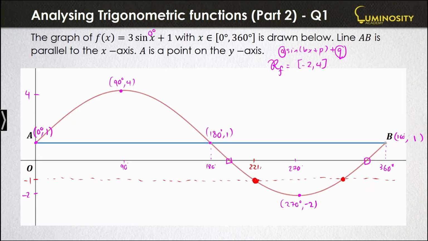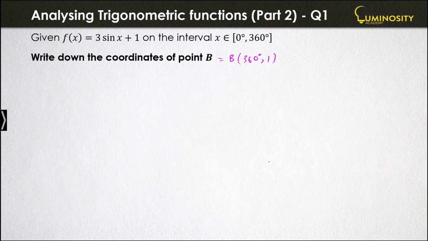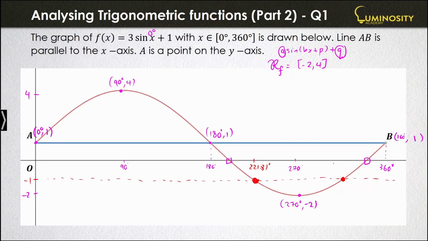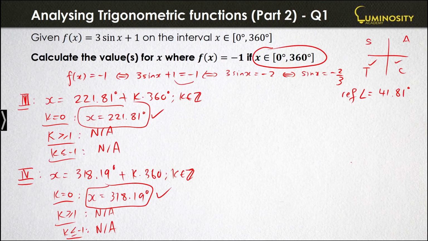221.81. Yeah, that's definitely between those two values, so that makes sense. And then 318.19. Yeah, that makes sense as well. Awesome. So those are the two points there, the x-coordinates.